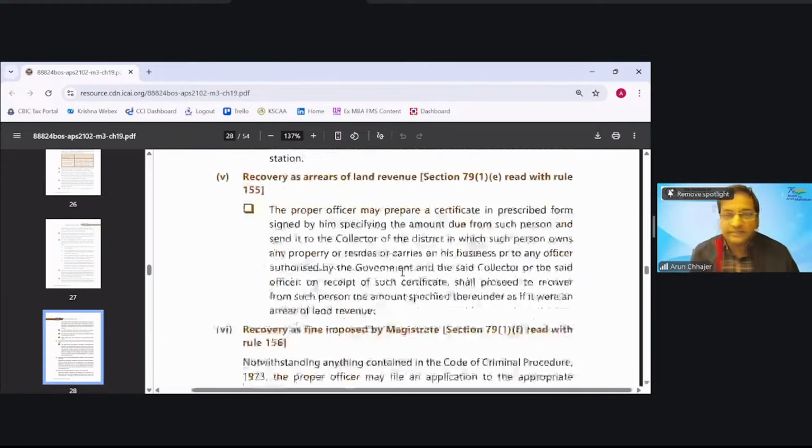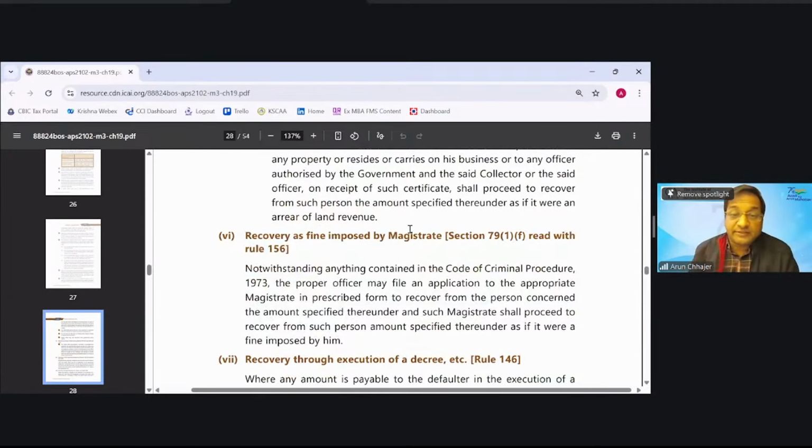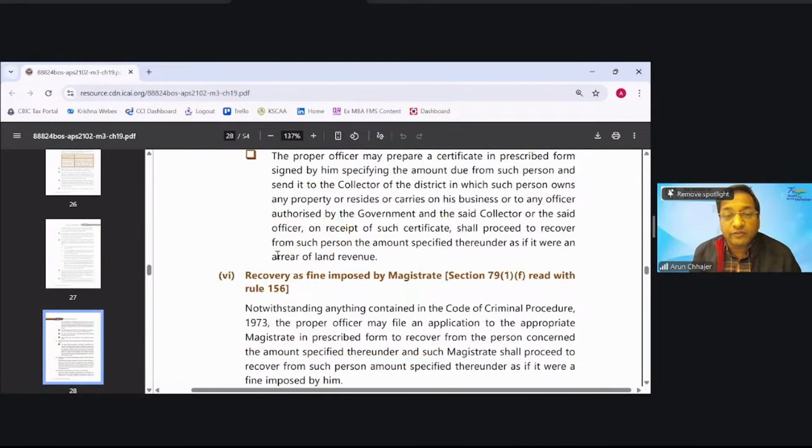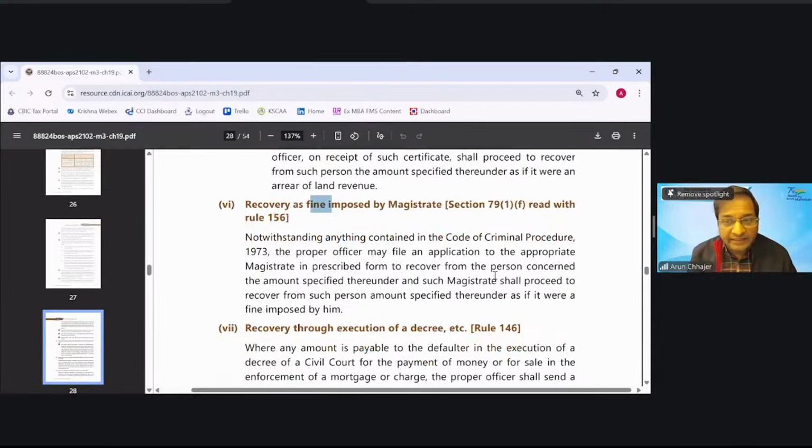ये तो हमने पढ़ ही लिया था कलेक्टर वाला पॉइंट। मजिस्ट्रेट, कलेक्टर कैसे रिकवर करेगा? As if it is a recovery of arrears of land revenue. और मजिस्ट्रेट कैसे कलेक्ट करेंगे? Like it is a fine, notwithstanding anything contained in CrPC, Code of Criminal Procedure. The officer may file an application to the magistrate in the prescribed form to recover from the person concerned the amount specified thereunder, and then the magistrate will proceed to recover as if it were a fine imposed by him.